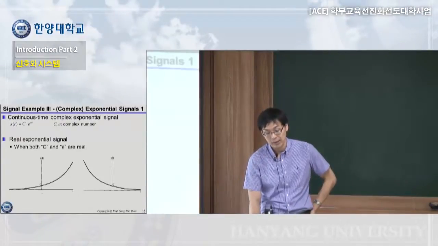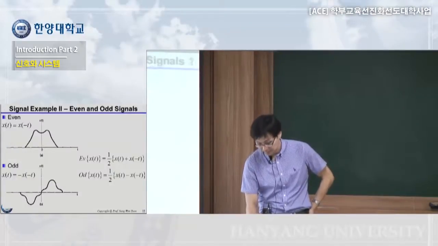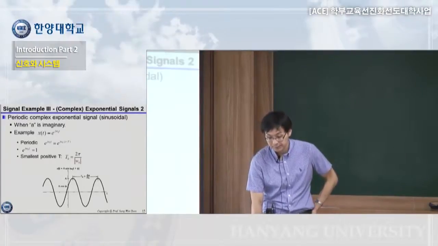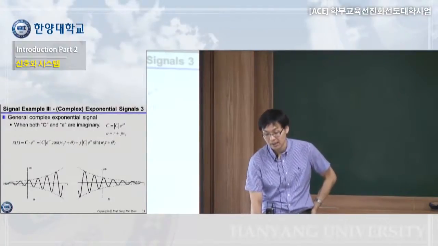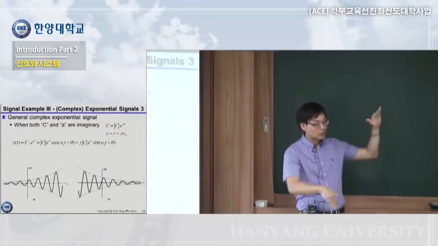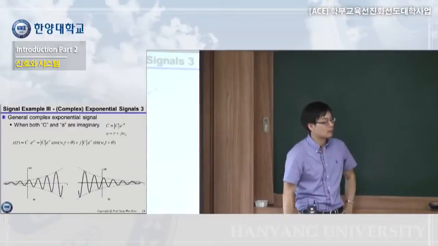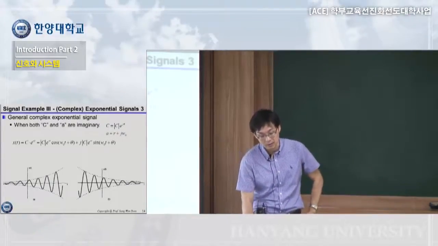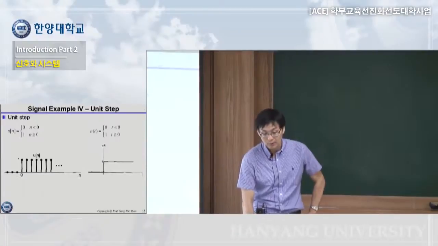In the simplest case, both C and A are real. When A is imaginary, and both C and A are imaginary. And the final thing is we have the exponential as a kind of envelope, and we have a sine wave oscillating between those exponential signals. Also, we define what a step function is, a unit step function.